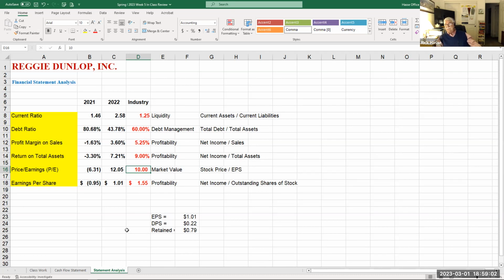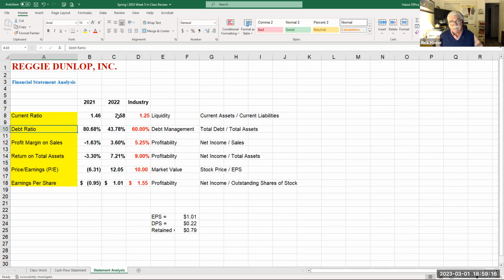Banks won't lend them money. Investors will sell off their stock. They'll have a tough time issuing new stock. So it tells the managers of the organization, we better clean up our act. All right, we cleaned up our act as far as debt this past year. Now we got to clean up our act as far as current ratio, making more money, making sure that we are providing efficiency to our investors, that we're running our business at the maximum value that we can make. And as of now, Reggie Dunlop Incorporated is not in this example.